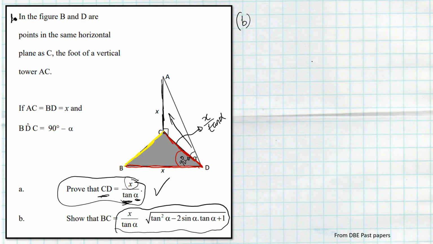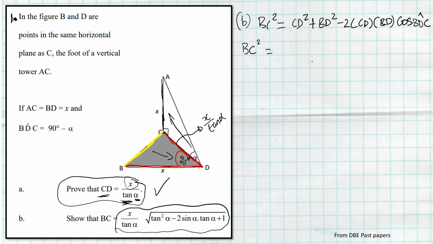So how are we going to use the cosine rule? We want BC. So it's going to be BC squared is equal to CD squared plus BD squared minus 2 into CD multiplied by BD, then multiplied by cos of the angle that corresponds to BC, which you can see is D. So I can name it angle BDC. That's it. Okay.